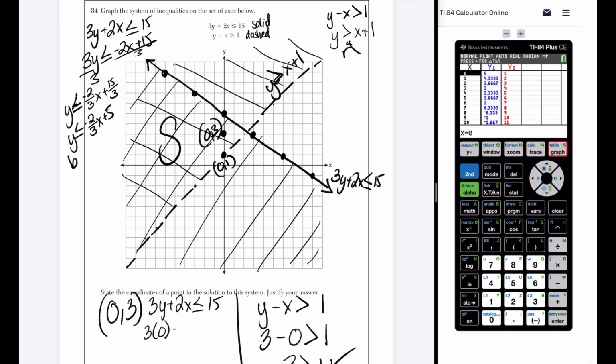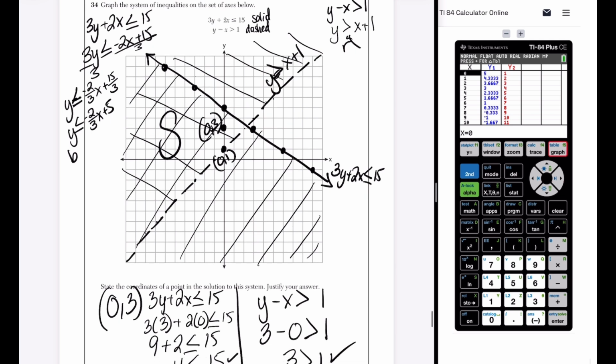3 times 0 plus, oops, sorry, not times 0. 3 times 3, because that's my y, plus 2 times 0 is less than or equal to 15. So 9 plus 2 is less than or equal to 15. 11 is less than or equal to 15. And that is true. And boom, that is it.